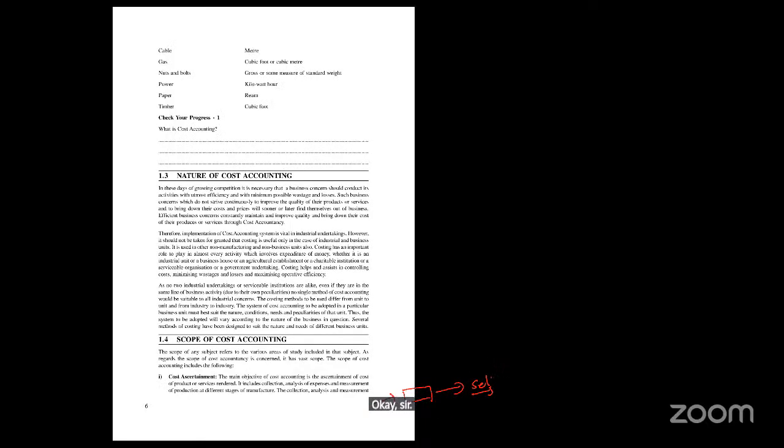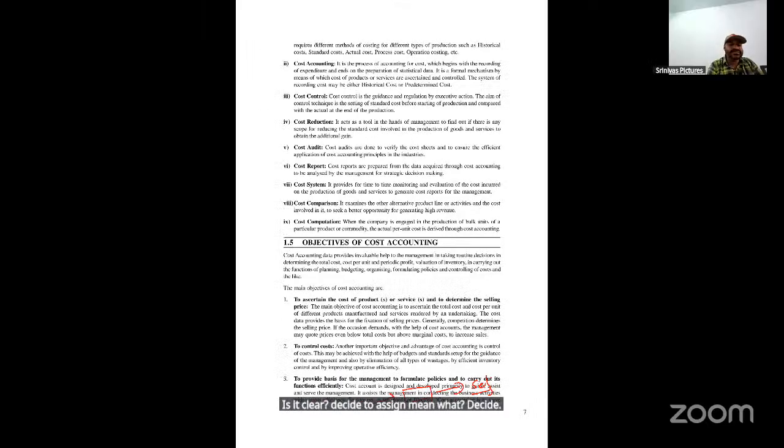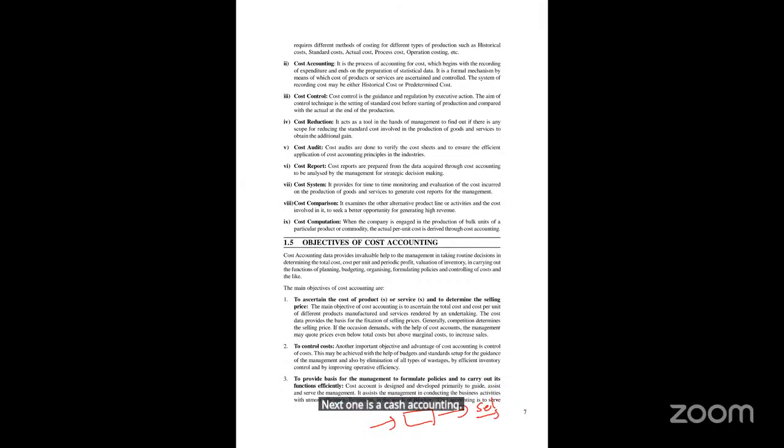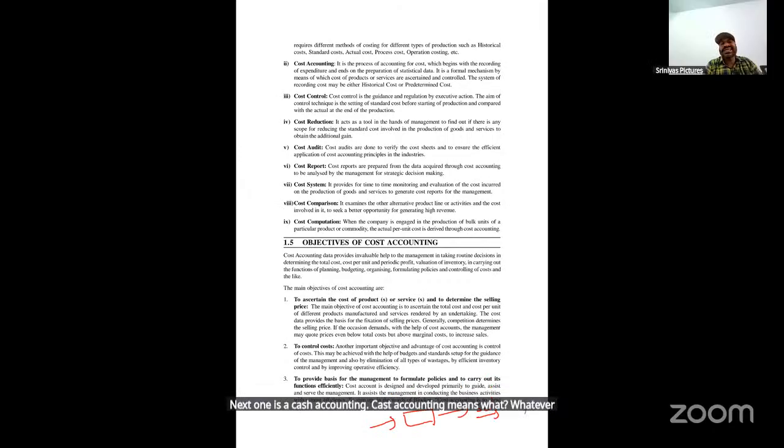Next one is cost accounting. Cost accounting means what? Whatever amount is incurred as expenditure for making that product, we record it, and whatever expenditure goes into the preparation of that particular product. That is called cost accounting.